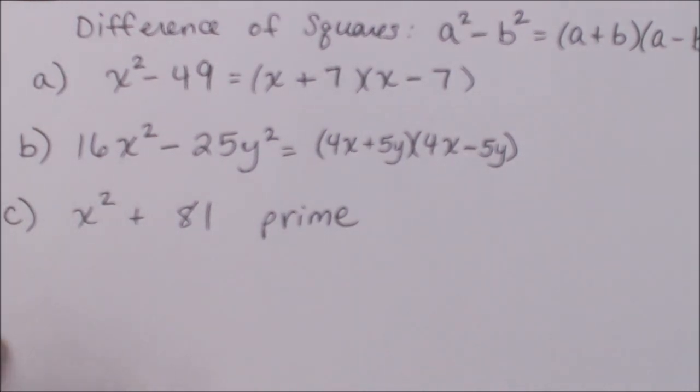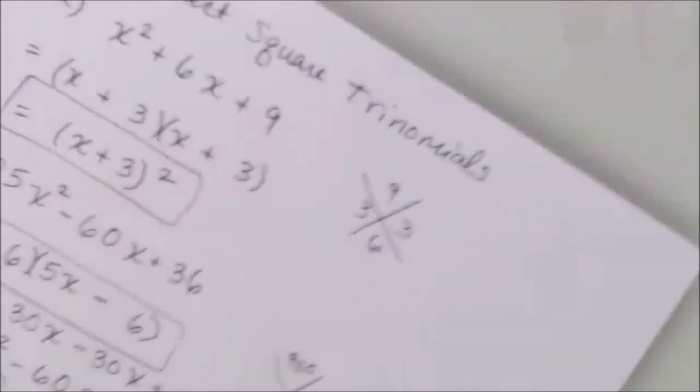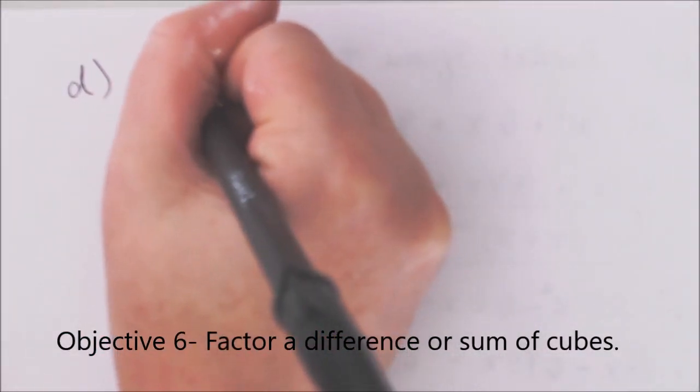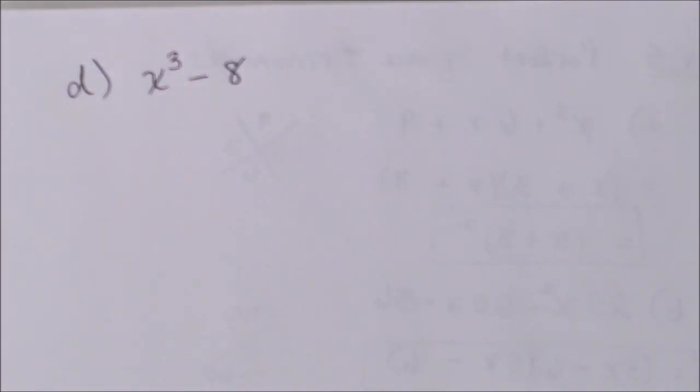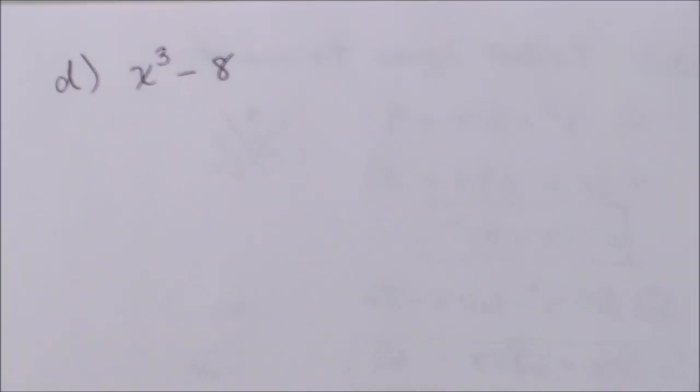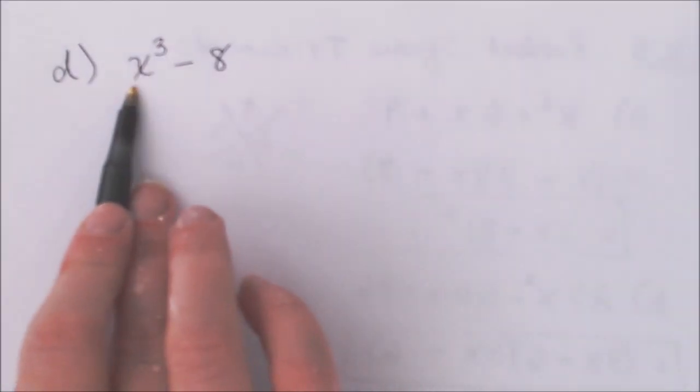There's one more type of factoring that you may come across from time to time, and that would be a difference of cubes or a sum of cubes. So again, we're working with two terms, and instead of working with squares, we're working with cubes. Let me give you an example. x cubed minus 8. So x cubed, of course, is the cube of x. 8 is a perfect cube. What's the cube root of 8? That would be 2, because 2 times 2 times 2 is 8. So this is a difference of two cubes.